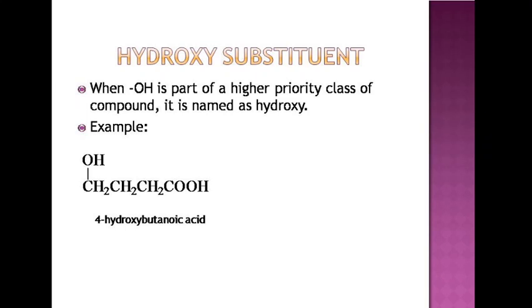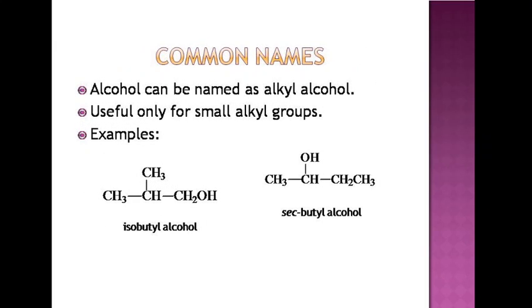For example, in this case there is COOH, CH2, CH2, CH2OH. The numbering should start from the carbon atom of the carboxylic acid group. So C of the carboxylic acid is the first carbon atom, then the second CH2, then the third CH2, then the fourth CH2, and on that the OH. So the name of this compound is 4-hydroxybutanoic acid.